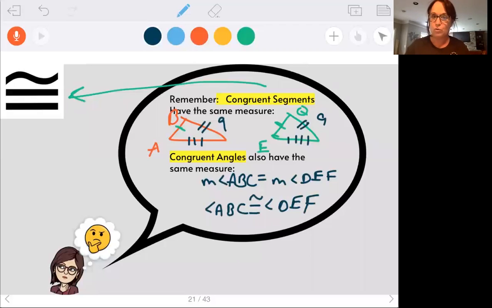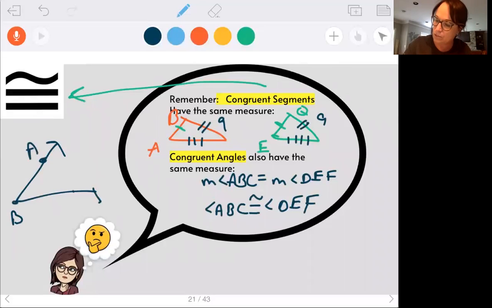Now, how do they show that on a diagram? If this was angle ABC, and again, if ever I'm going too fast, vertex goes where the 2 rays meet, right? ABC. And if way over here on this side of the screen, I put angle DEF, remember vertex goes where the 2 rays meet.